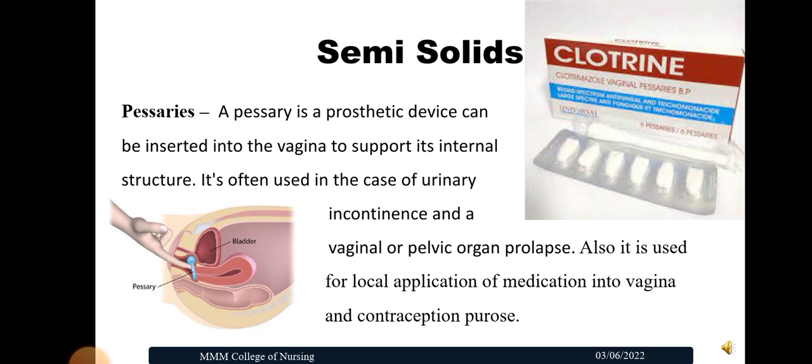Pessaries. A pessary is a prosthetic device that can be inserted into the vagina to support its internal structure. It is often used in cases of urinary incontinence and vaginal or pelvic organ prolapse. Also, it is used for local application of medication into the vagina and for contraceptive purposes.